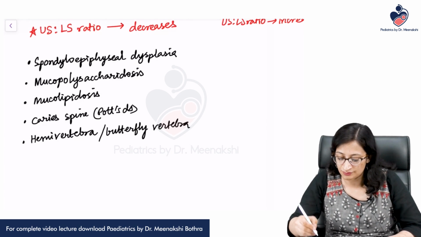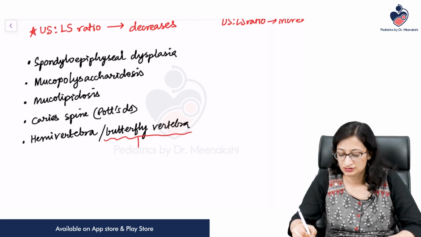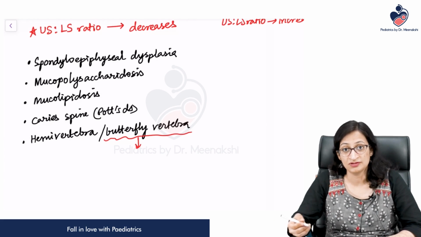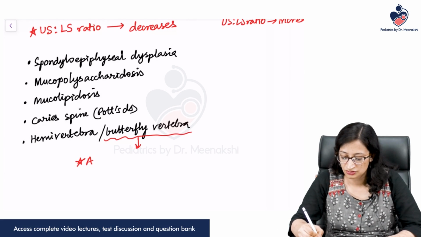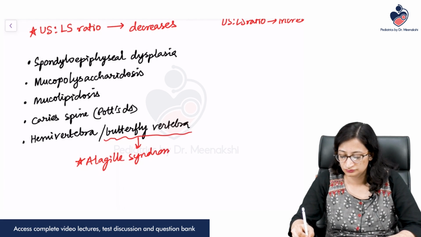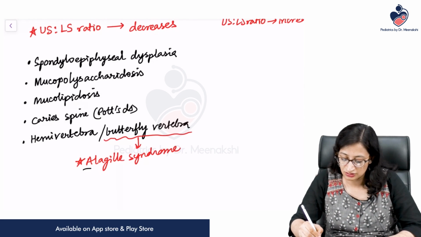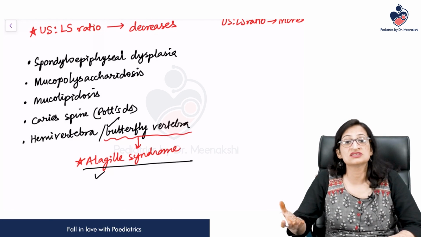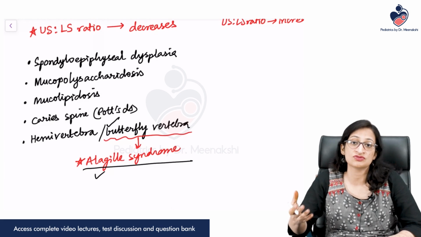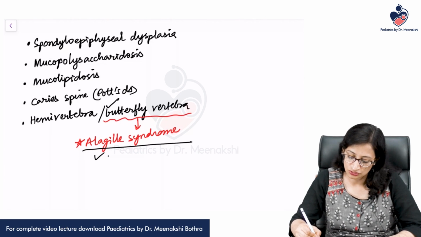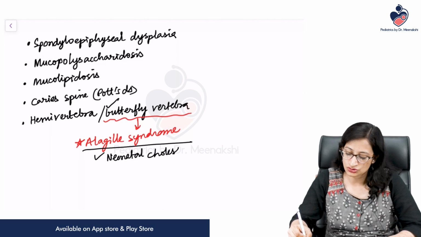This butterfly vertebra is seen in a condition called Alagille syndrome. It may be asked in MCQs for you. So, in Alagille syndrome, what all do we get? We get butterfly vertebra, then we can get cholestasis, neonatal cholestasis. So, it is one of the causes of conjugated jaundice in newborn or infancy. So, you can get neonatal cholestasis or conjugated jaundice.